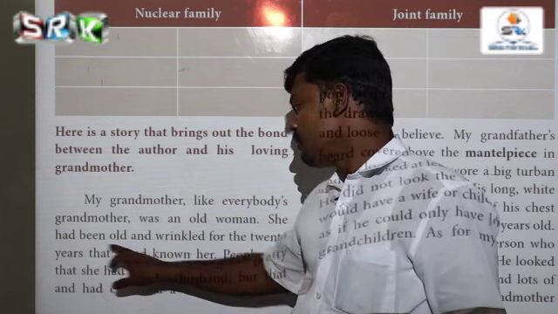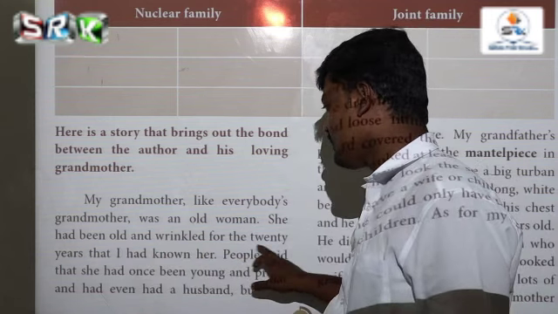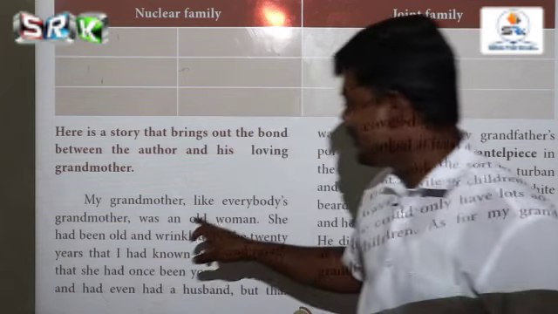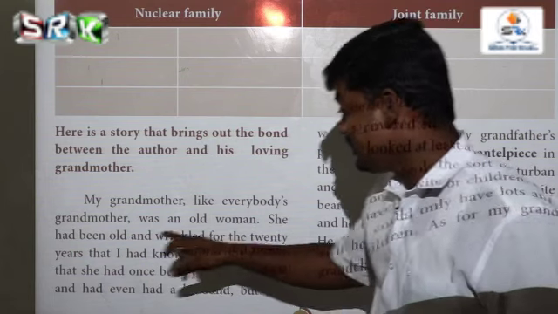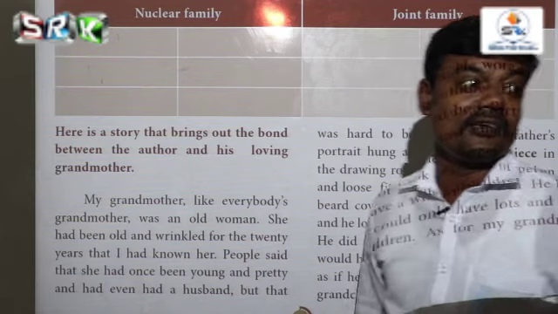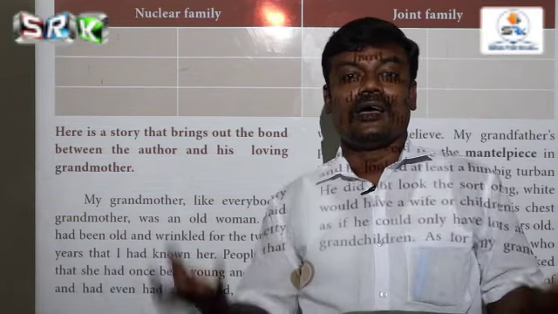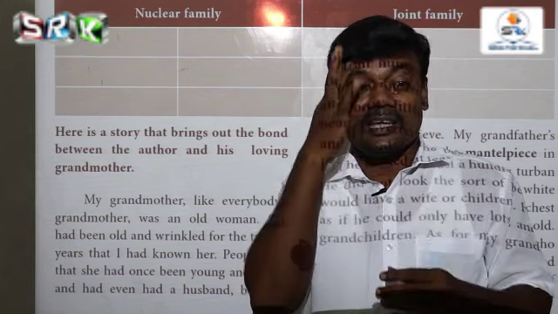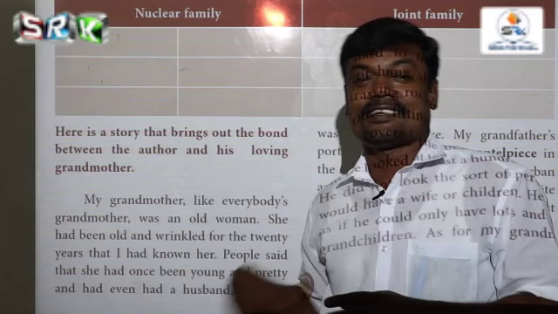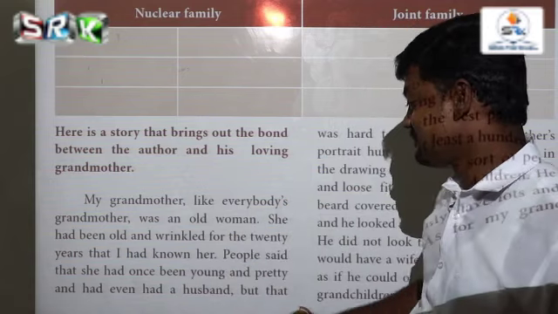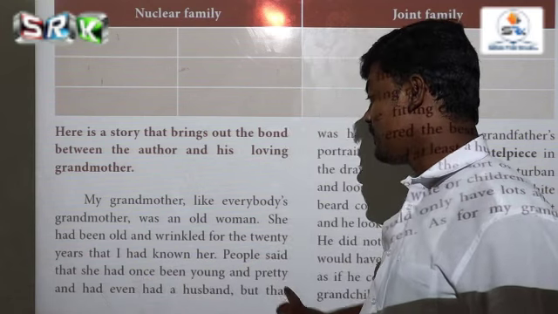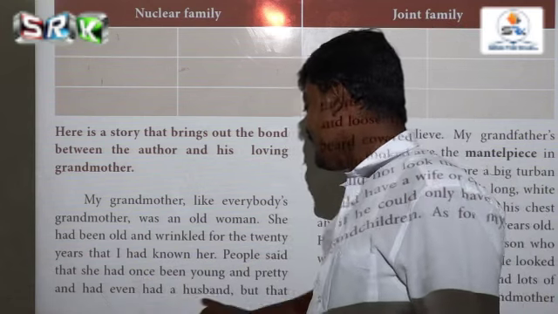She had been old and wrinkled for the 20 years that I had known her. For the past 20 years, she was living with the wrinkled face. Now you can see how old this grandmother is going to be. She was a grandmother, right? People said that she had once been young and pretty and had even had a husband.